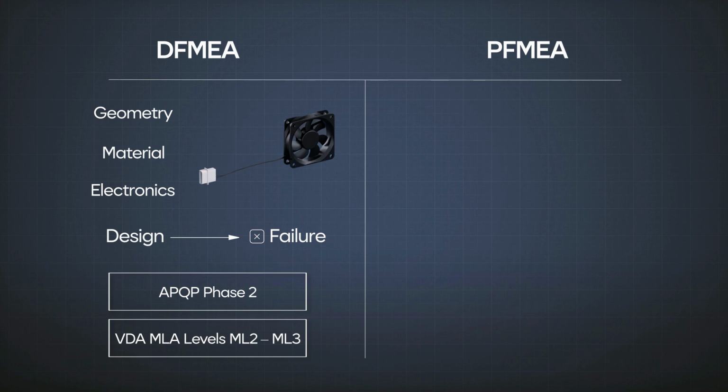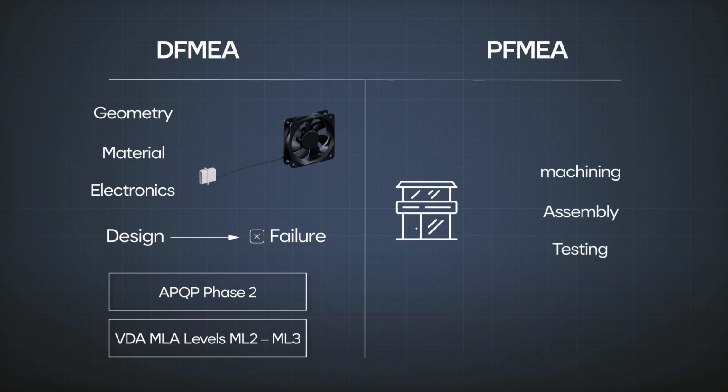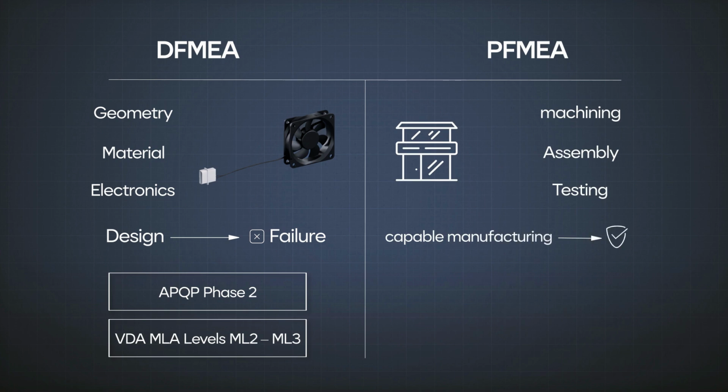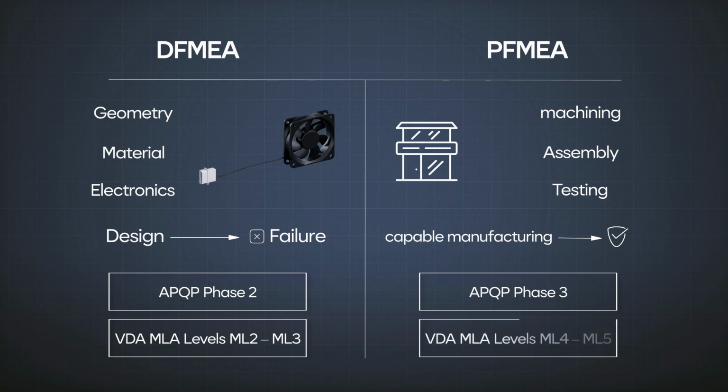On the other hand, the PFMEA analyzes manufacturing and assembly process risks: machining, welding, molding, assembly, testing, and handling. Here it aims to prevent process-related defects and ensure stable, capable manufacturing. It is normally used in APQP Phase 3, Process Design and Development, or in VDA MLA levels ML4 and ML5. Basically, before process approval, or before B samples.